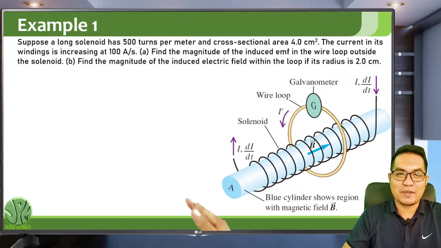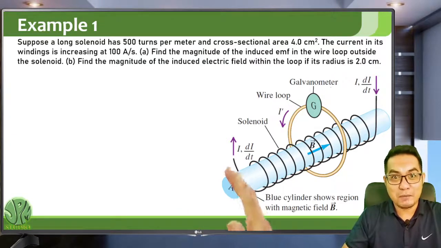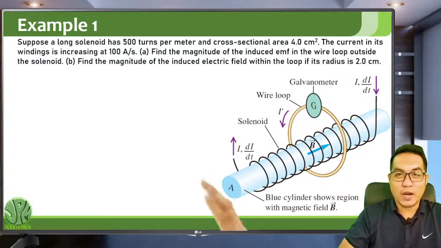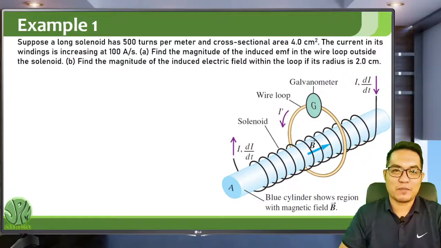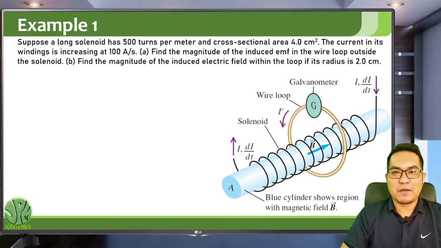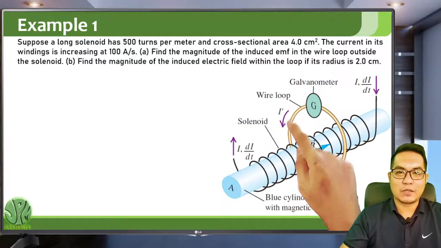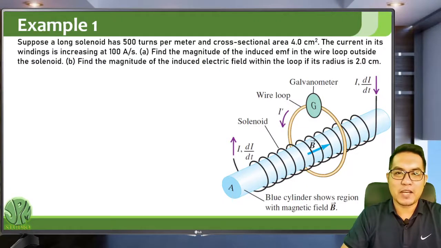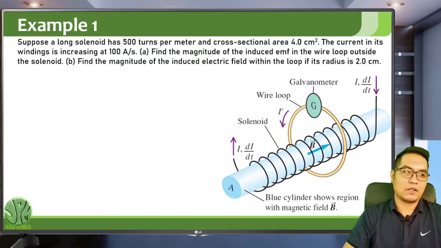If it starts from 0, then after 1 second it will be 100 amperes. After another second it will be 200, 300. So it's increasing by 100 amperes per second. Find the magnitude of the induced EMF in the wire loop outside the solenoid, this yellow loop, and find the magnitude of the induced electric field within the loop if its radius is 2 centimeters. Okay.